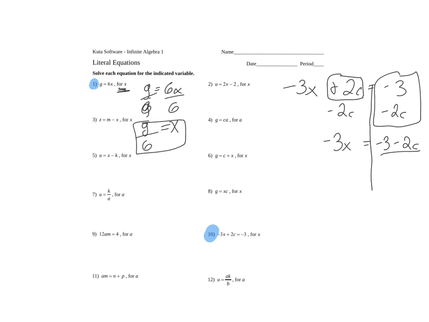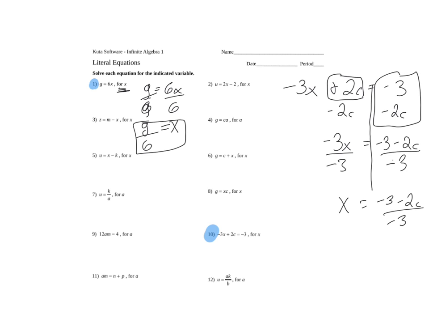Now, to get this x by itself, I'm going to divide by negative 3. Okay? So that's going to leave me with 1x, because negative 3 divided by negative 3 is 1, and I'm going to divide this side by negative 3 as well. So I'm just going to rewrite that. Negative 3 minus 2c divided by negative 3. Now, if you put that, I would give you the correct answer.